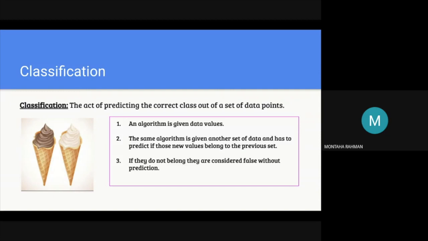And if they taste something, let's say I give them strawberry, and it's not considered either, it's considered false, without prediction. I hope that makes sense.